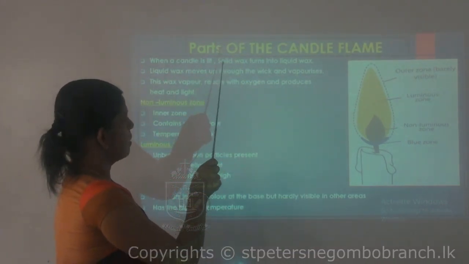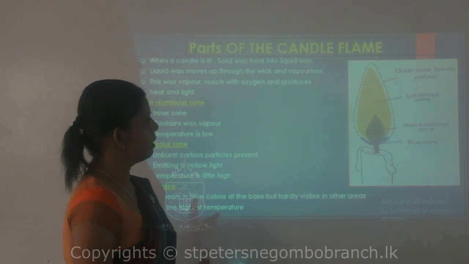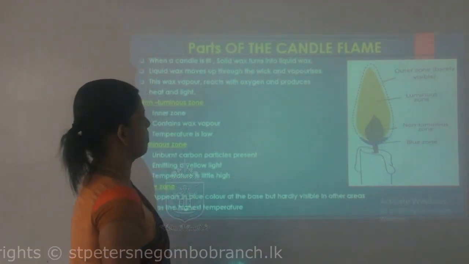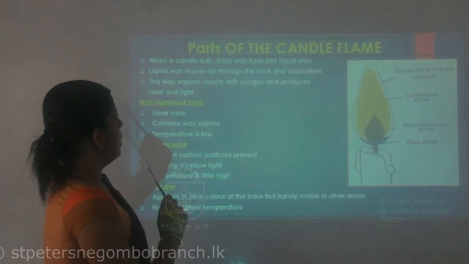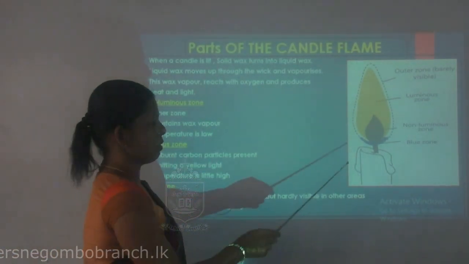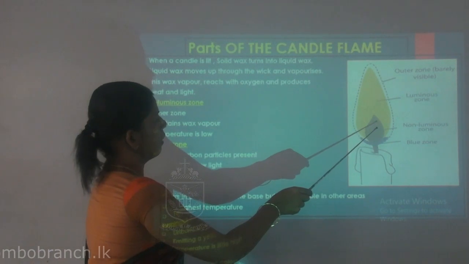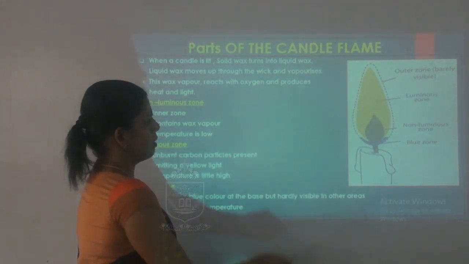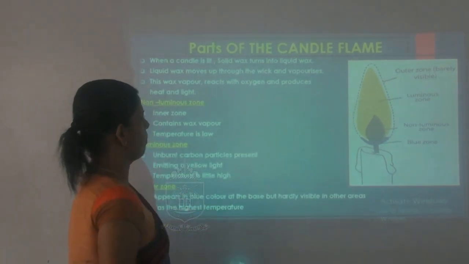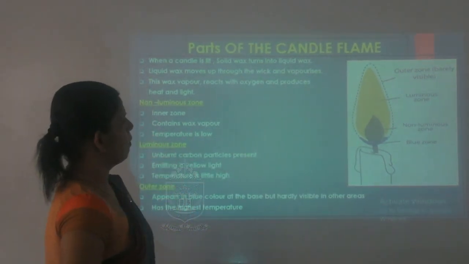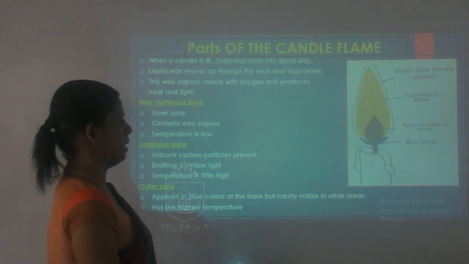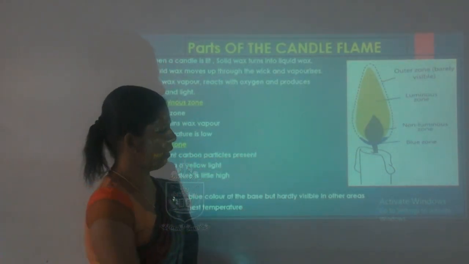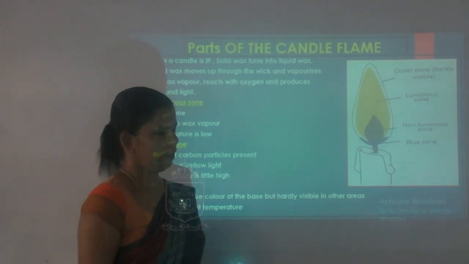When the candle is lit, solid wax turns into liquid wax. Liquid wax moves up through the wick and vaporizes. This is the wick. The wax vapor reacts with oxygen and produces heat and light. When we light the candle, we get both heat and light.